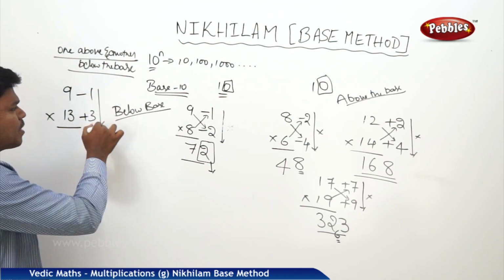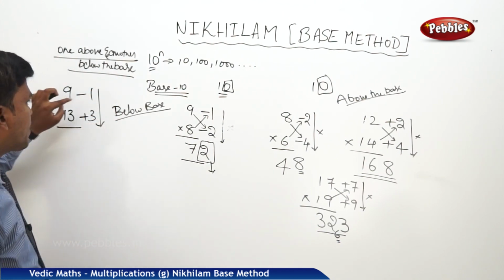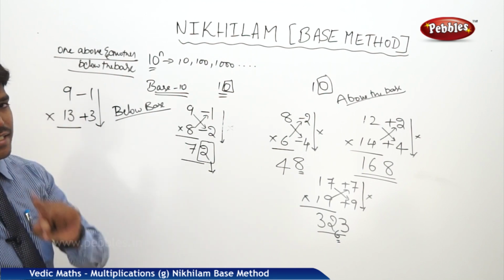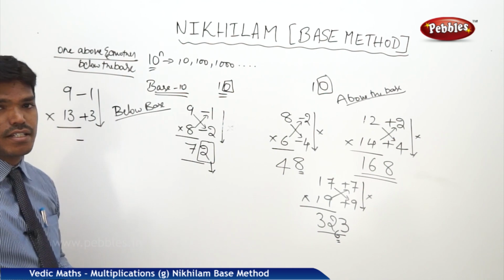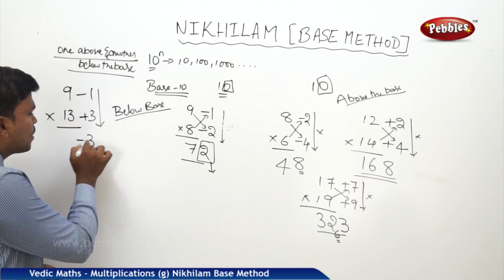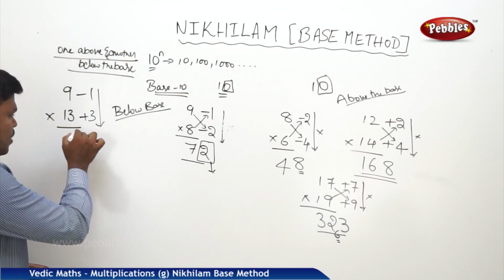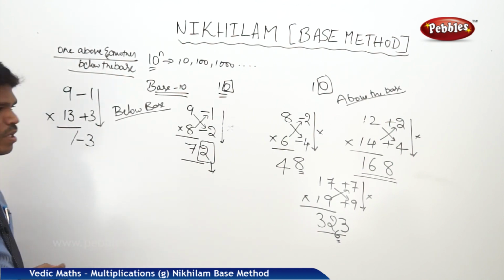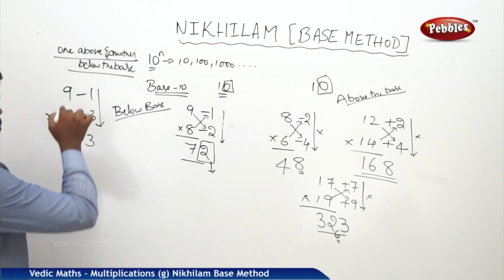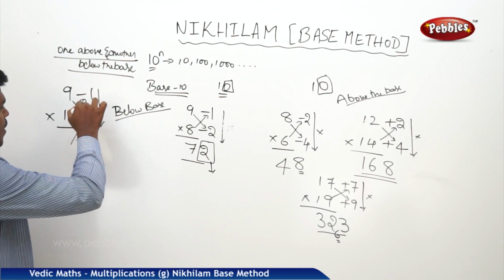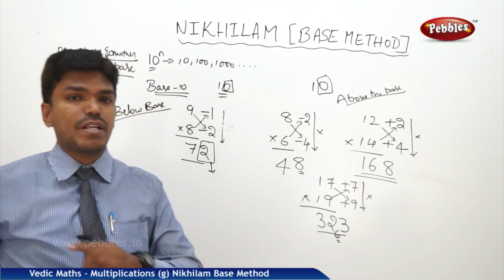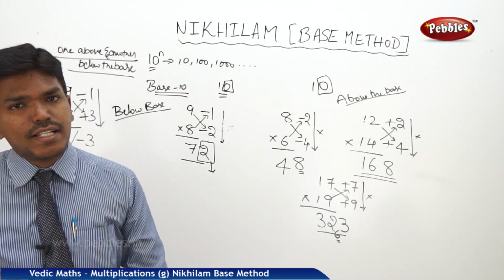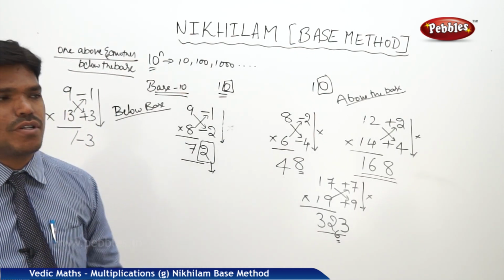First of all, we need to multiply these two. Plus into minus, this time it is minus. Yes or no? Yes. And 1 into 3 is 3. Just put a small bar like this. Now cross addition or cross subtraction. In this case, we are going to get both, cross addition as well as cross subtraction. Even in this case, we are going to get the same answer.